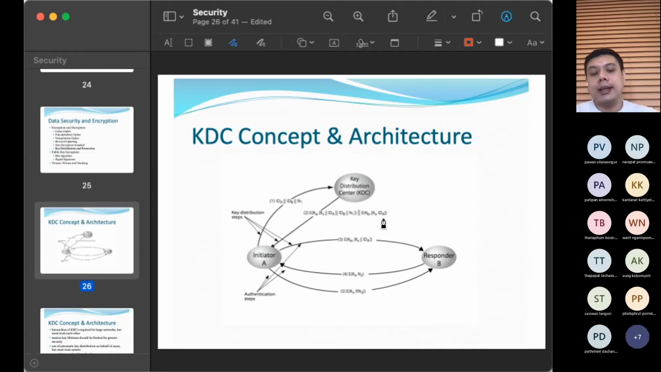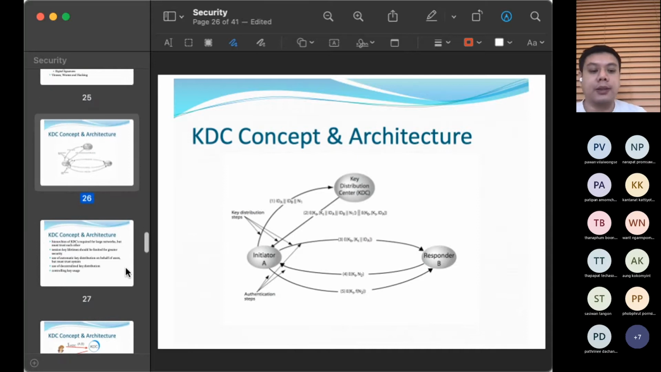Sometimes, for example, we understand that we trust Google, we trust the Visa credit card company, we trust the bank. So if we have one party to trust, for example, we have A and B here, both trust the KDC, so they can actually initiate and ask for the key from the other and exchange it. That's the idea, like a third party to help us.